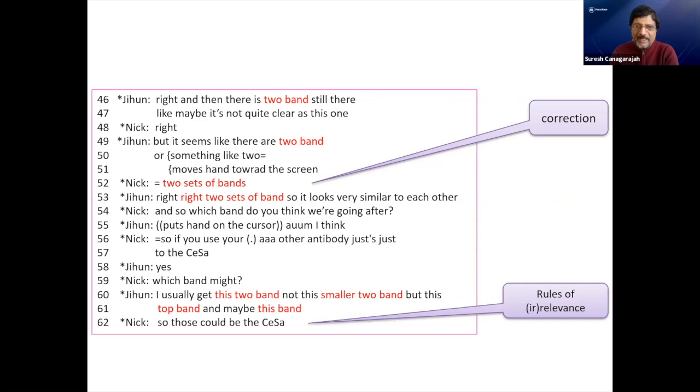But what this shows is a term that Erickson introduced, rules of irrelevance. There are certain terms, certain repertoires that are not important. So in this case, the words from the community repertoire of English language speakers is not critical. What's critical seems to be the disciplinary terms. And therefore in this case, Nick doesn't correct him.